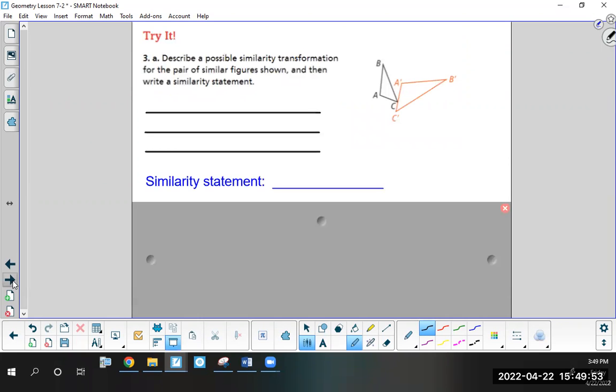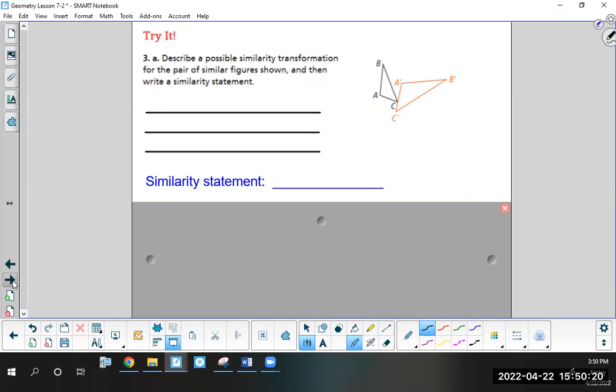Okay, let's see if we can try this one. Describe the possible similarity transformations for a pair of similar figures shown and then write the similarity statement. So go ahead and pause the video. I want you to talk amongst yourselves and see if you can figure out what three different transformations we could do to get ABC to land on top of A prime, B prime, and C prime.